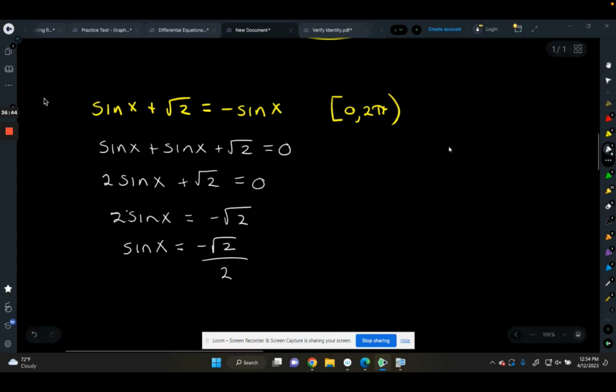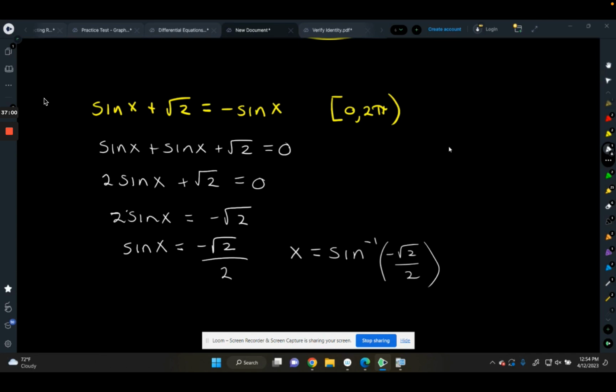Okay, so that means that we're taking the inverse sine to get the x by itself. We're taking the inverse sine of both sides. Okay. So now we have to figure out where that is. Okay, so look at our unit circle. Sine is the y value. What angle gives me a y value equal to negative root 2 over 2?